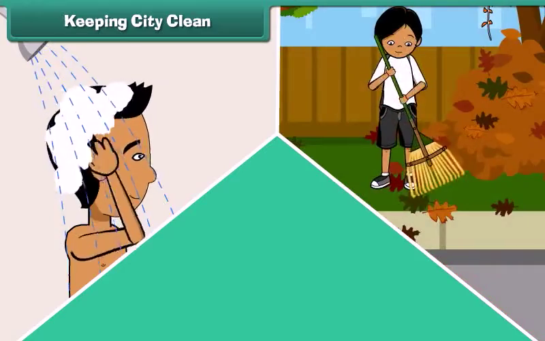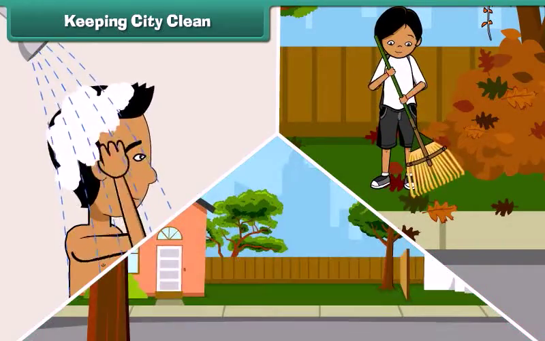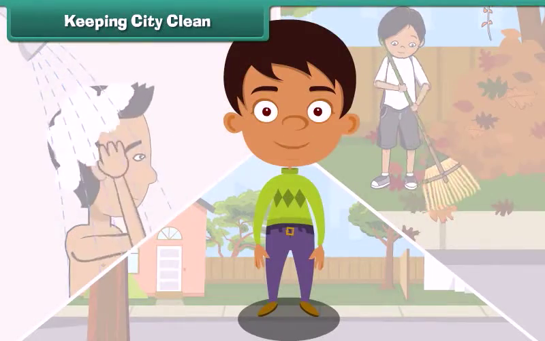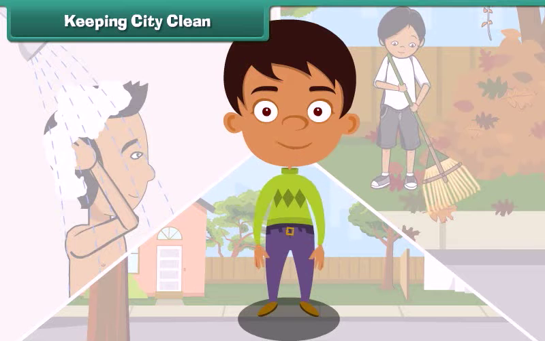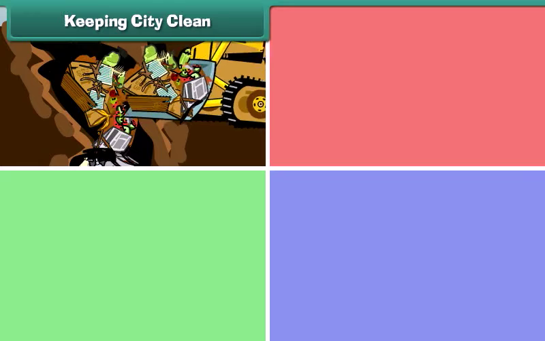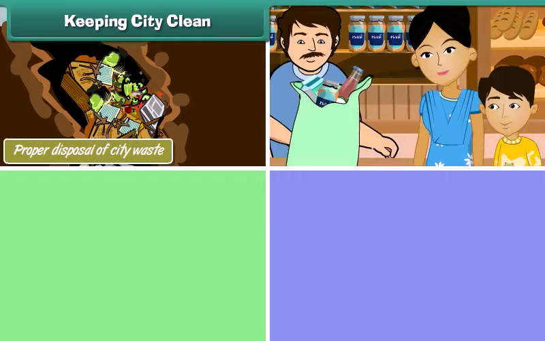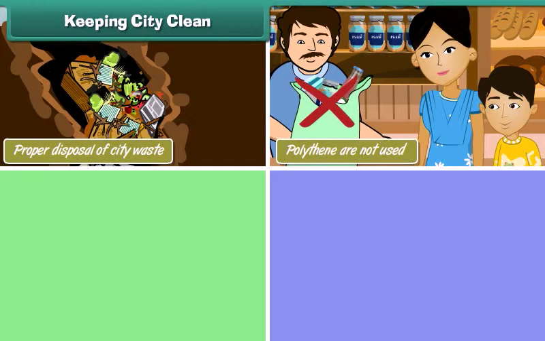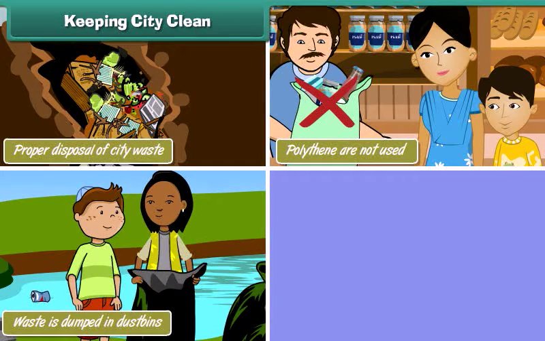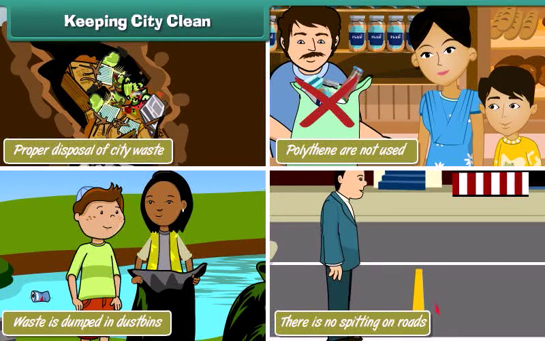Keeping city clean. It is not enough to maintain personal, neighborhood, and community hygiene. It is also our responsibility to keep our city clean. We can keep our city clean by ensuring that there is proper disposal of city waste, non-biodegradable substances like polythene are not used, waste is dumped in dustbins, and there is no spitting on roads.